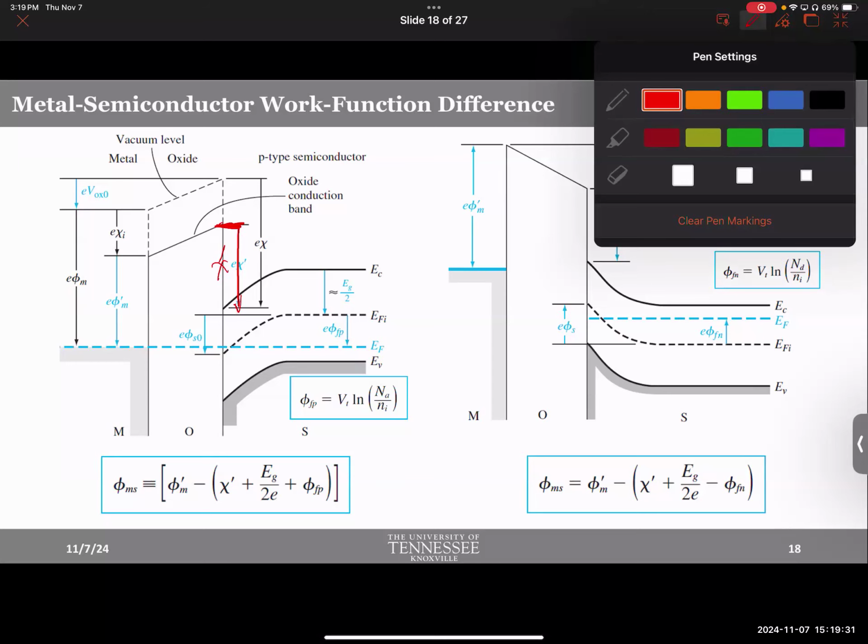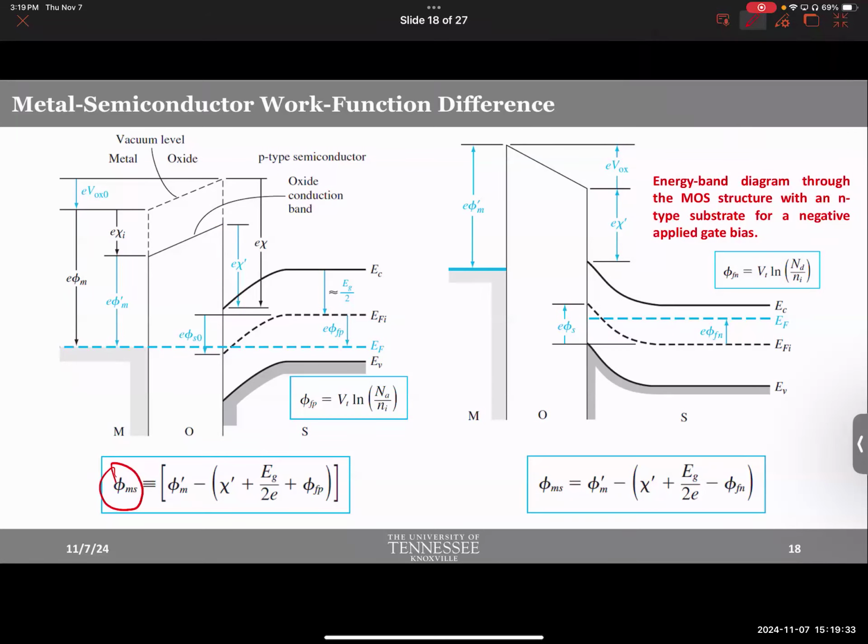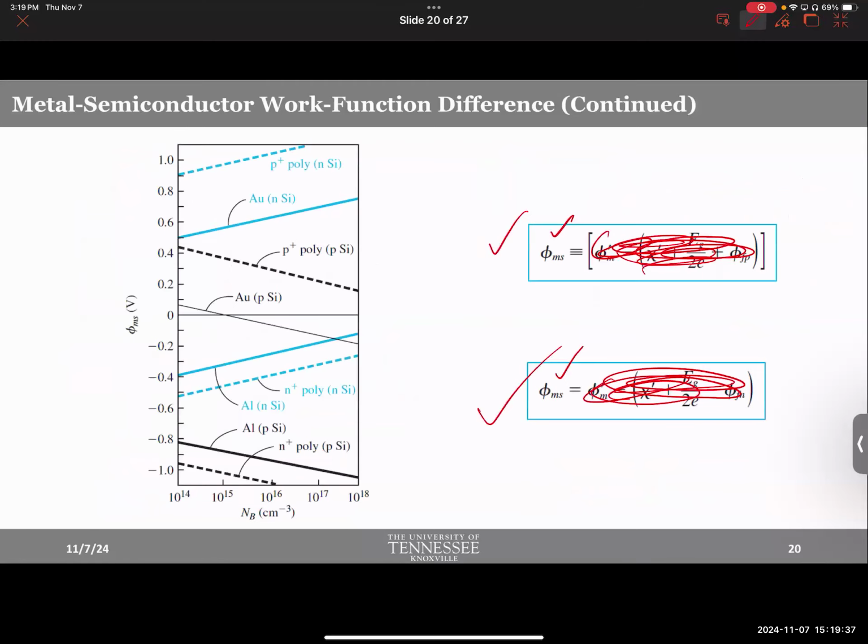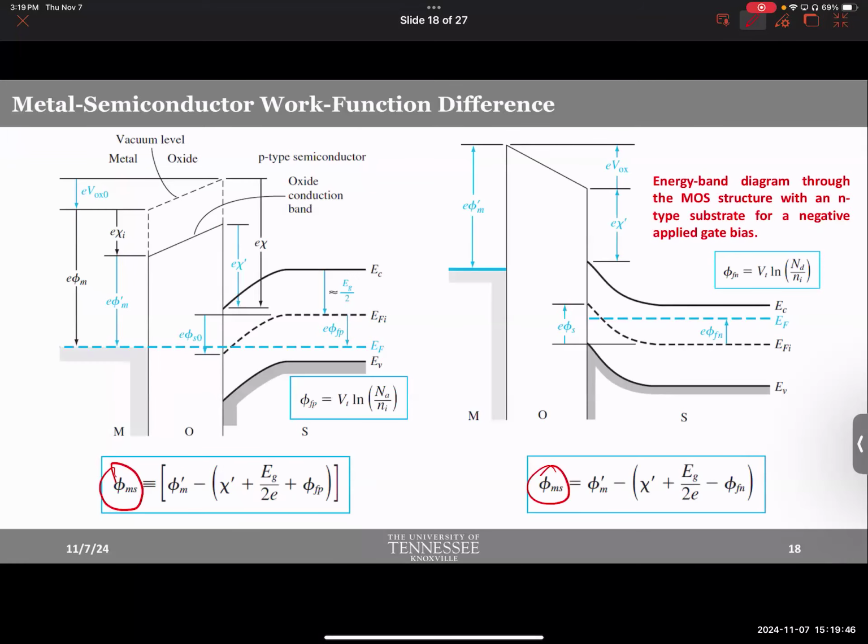Summary, just keep in mind that phi ms matters. You get phi ms either from a chart or from a database, but you can control phi ms. More importantly, how can you control phi ms? They're not going to test you on these equations ever. They're going to test you on your understanding of how phi ms can be tuned. By changing what? What is the only thing that you can change to change phi ms? Tell me. Doping concentration. Thank you.